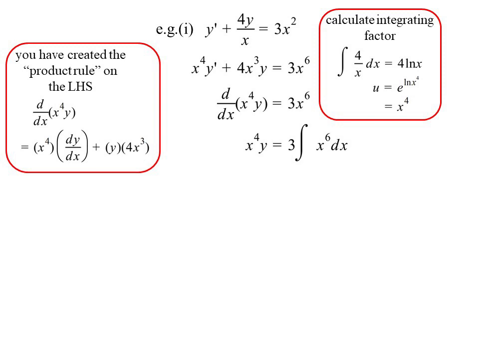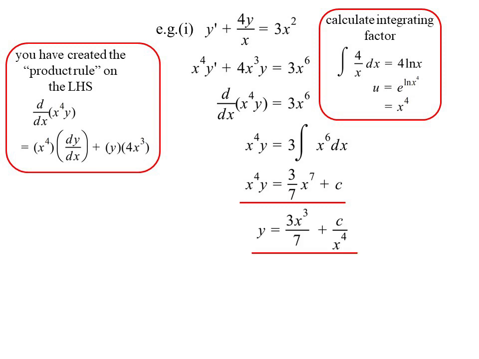x to the power of 4 y must be 3 times the integral of x to the power of 6. Add 1 to the power over the power. There is an answer. I mean, that works. Mind you, we tend to write these things as y equals. I can very easily make y the subject of that. Divide everything by x to the power of 4.